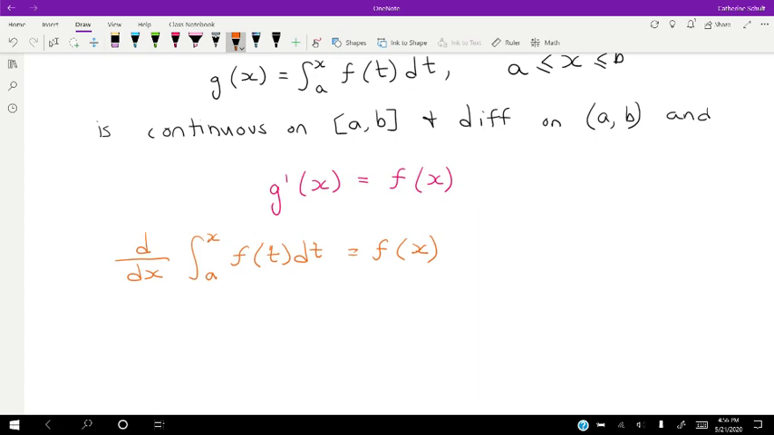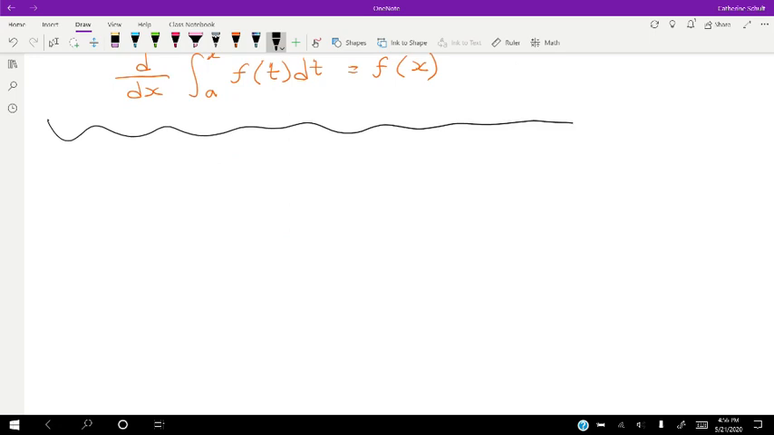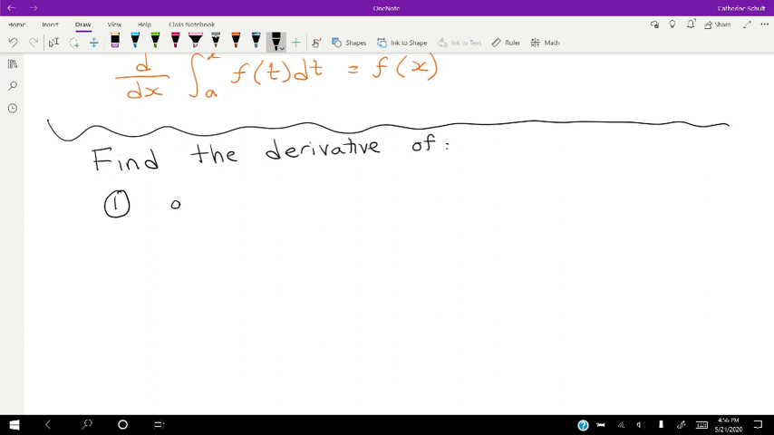So let's practice the fundamental theorem of calculus, part 1. All right, so we're going to find the derivative of g, and g is defined to be the integral from 1 to x of the natural log of 1 plus t squared dt.